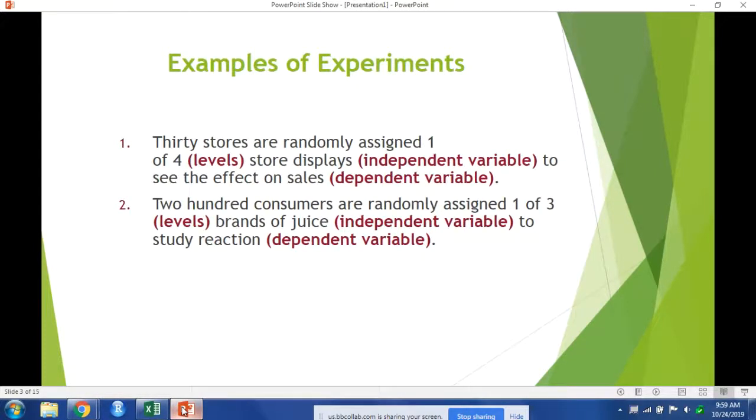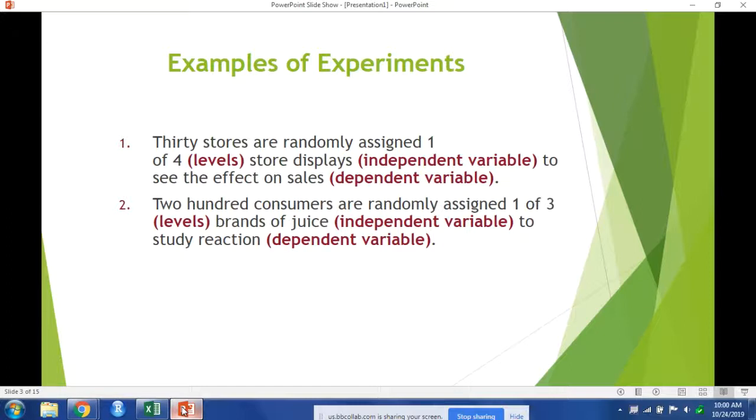So here are a couple of examples of designed experiments. Say we have 30 stores that are randomly assigned one of 4 levels for store display, which would be our independent variable. We want to see the effect on sales, which would be our dependent variable.